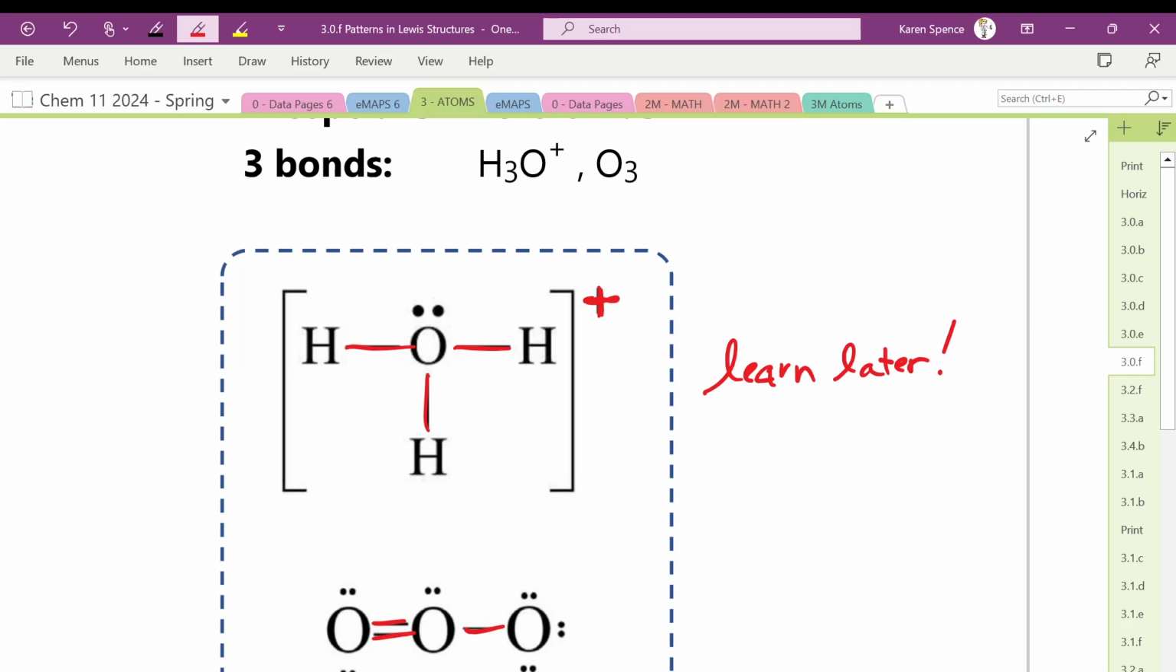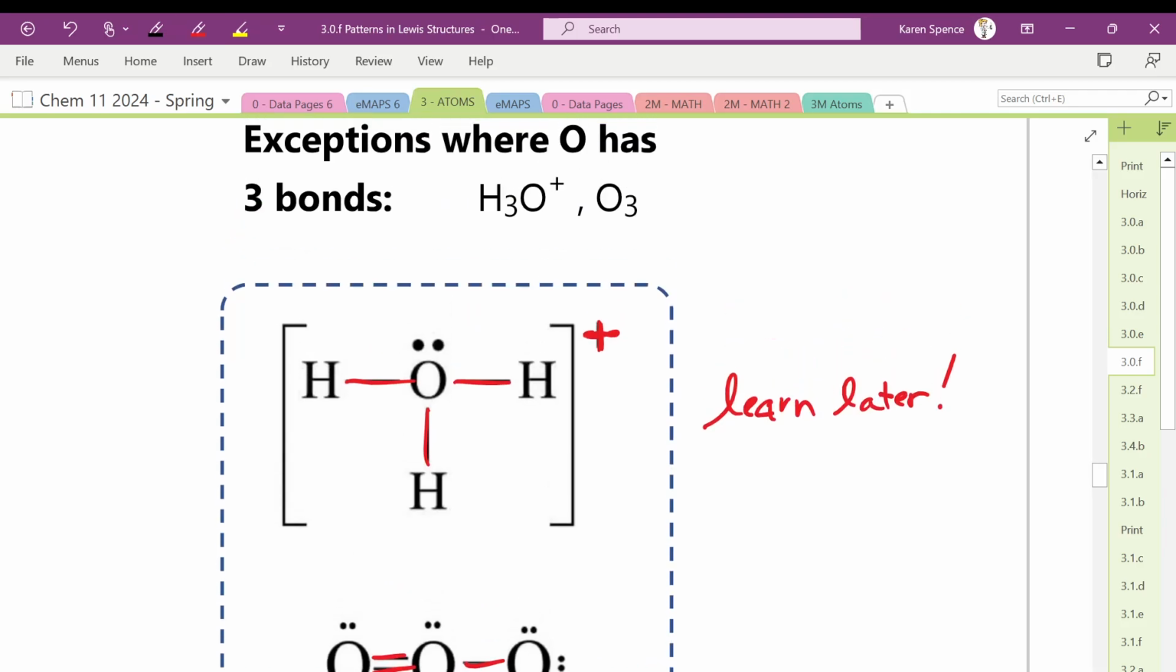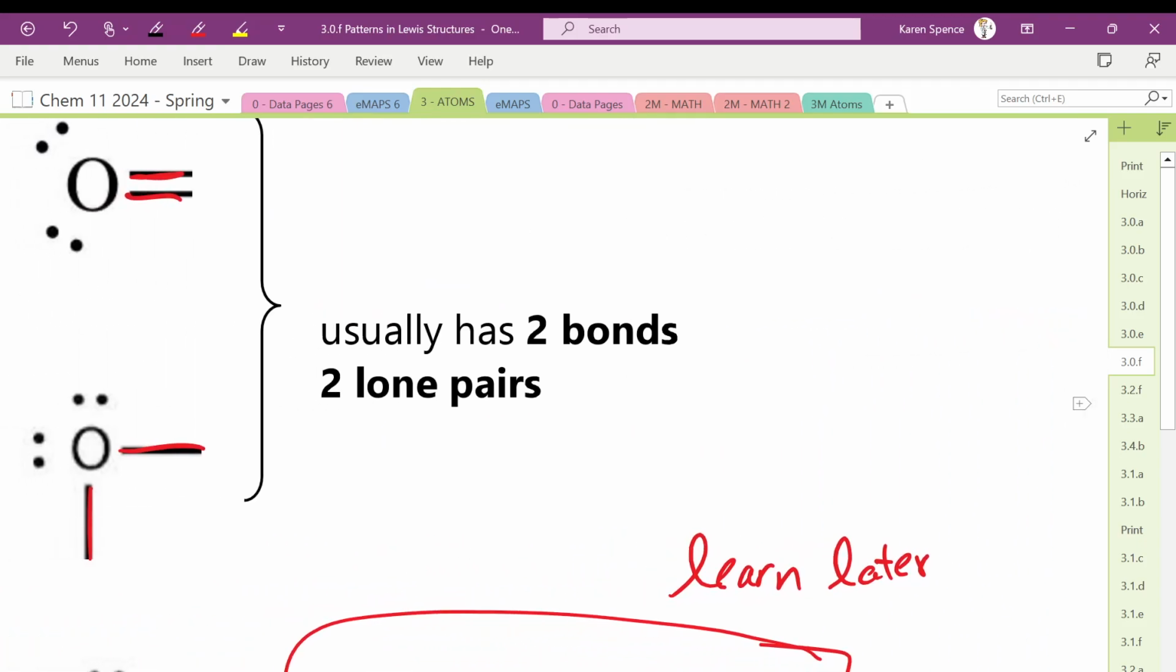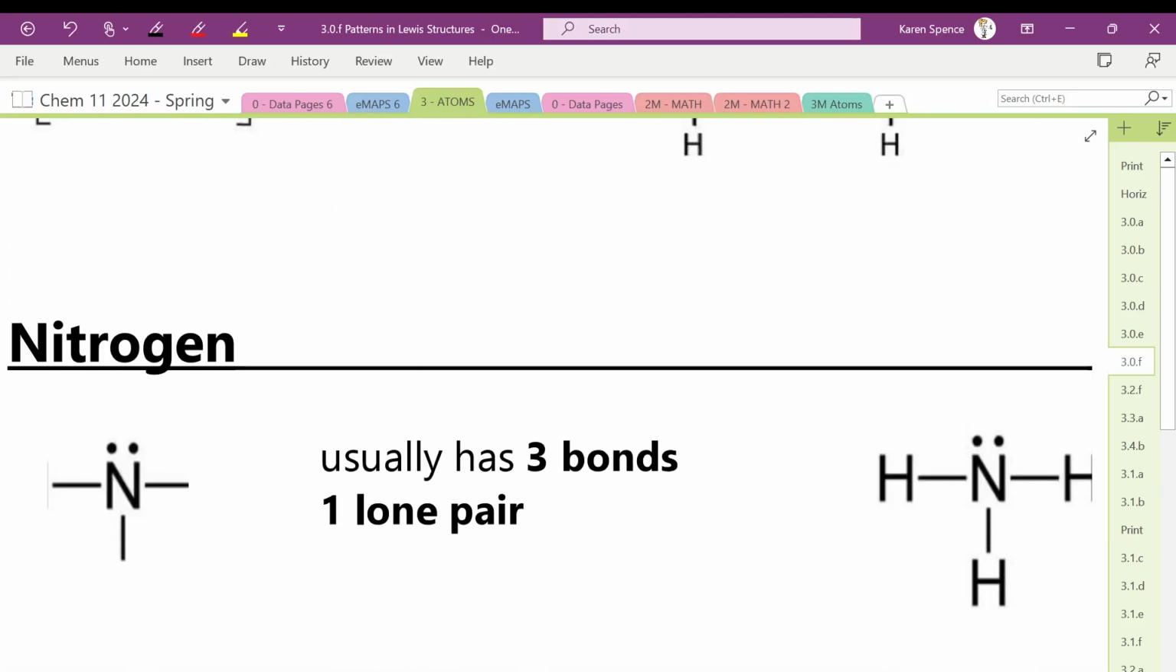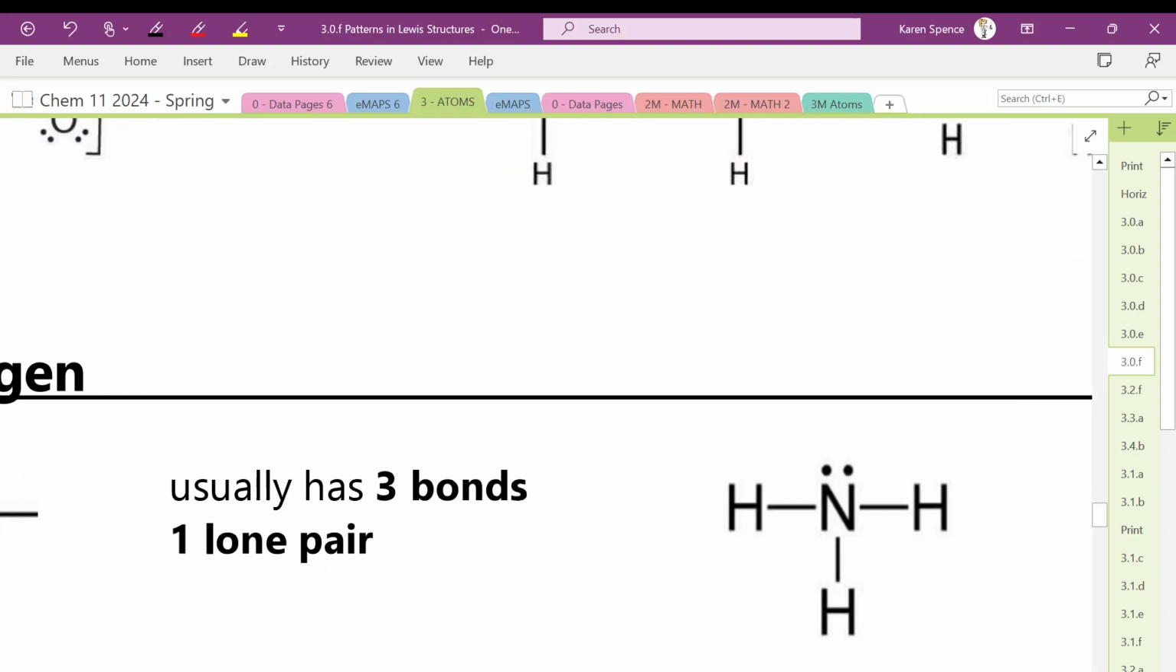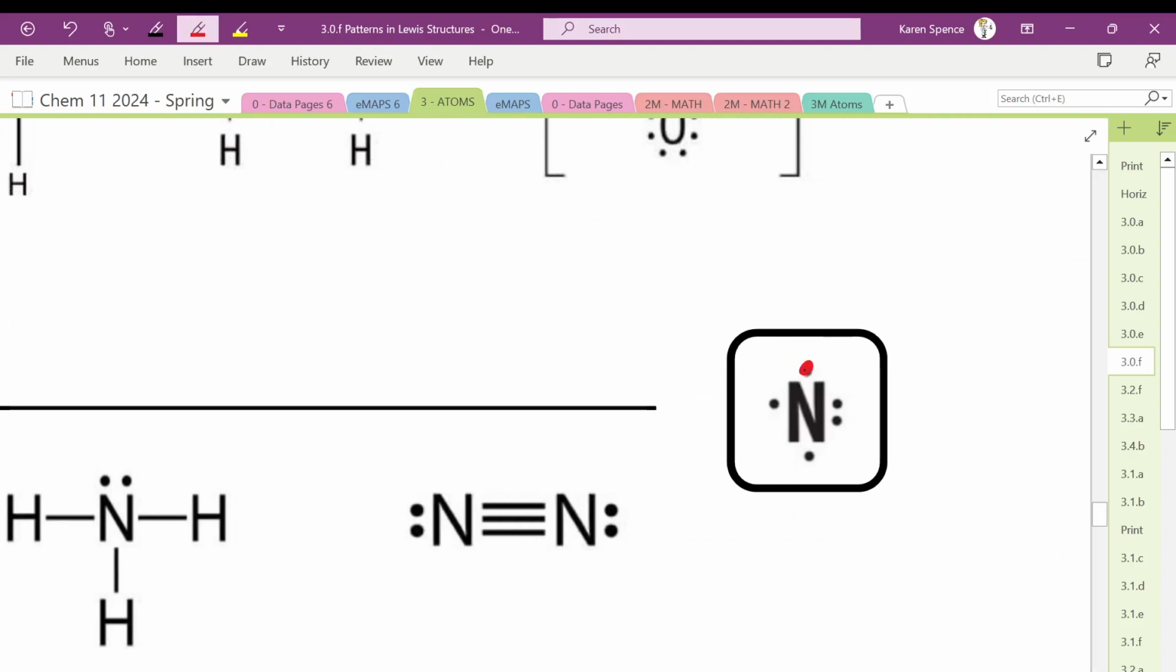For now, with the simple structures, you say oxygen has 2 unpaired electrons, therefore it will form 2 bonds. And we'll worry about the other things later. Nitrogen. How many bonds should nitrogen form, given that it has 5 valence electrons? 3 bonds. And you can see 1, 2, 3. That's a triple bond. 1, 2, 3.